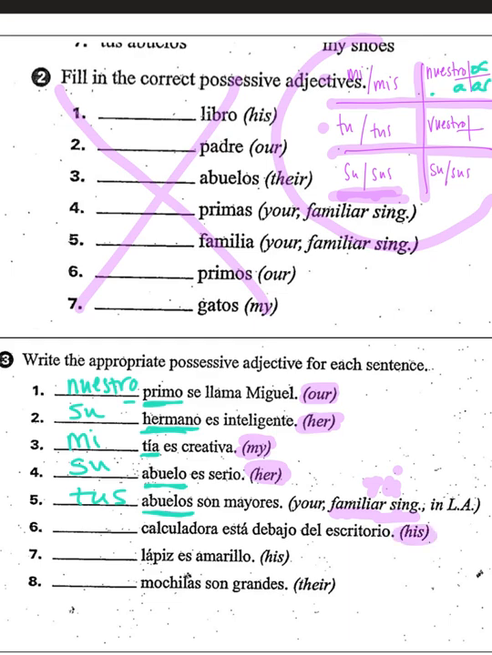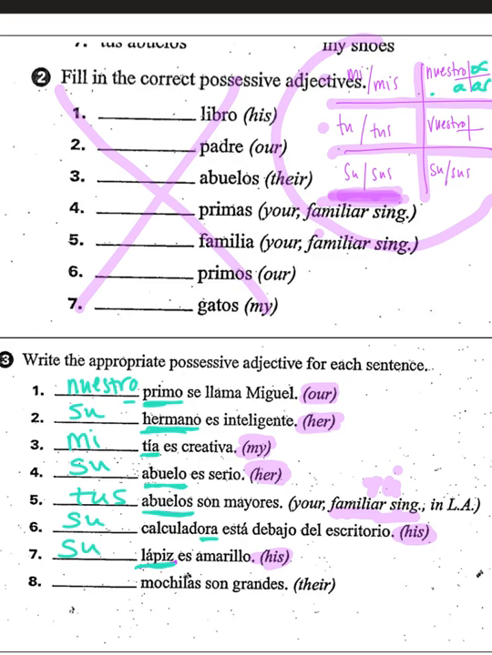Alright. "His," he. Again, box 3, su or sus. Look right there, singular, su. Su calculadora está debajo del escritorio. His calculator is under the desk. Alright, and again, "his," su or sus. Well, I gotta look here. What is being owned? Lápiz, singular. So that's gonna be su.